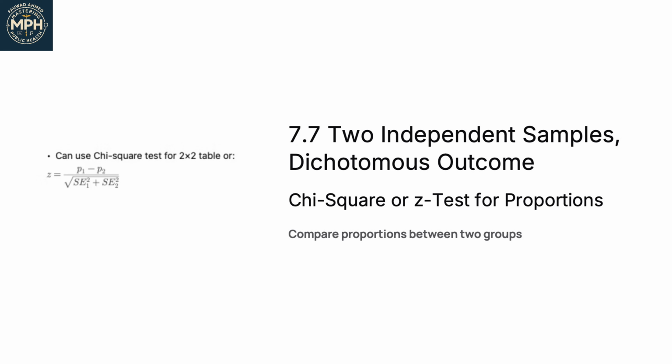Seventh is tests with two independent samples, dichotomous outcome. Suppose we compare smoking rates between two unrelated groups. We use a chi-square test for independence or a z-test for two proportions. We calculate a test statistic based on the difference in proportions. If the p-value is low, we conclude the proportions are significantly different.